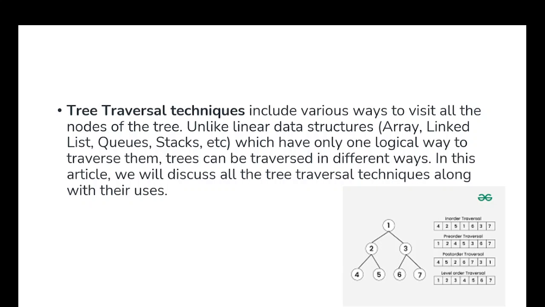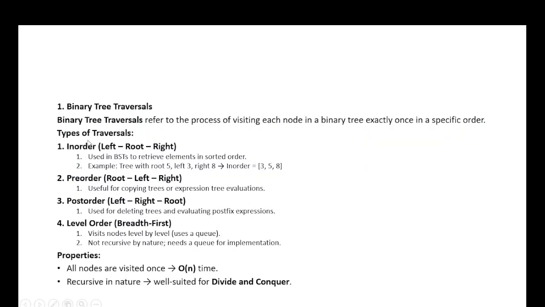In linked lists, arrays, queues, and stacks, we only have one way to traverse, but in trees, we have several ways to traverse. They can be pre-order, in-order, post-order, and level order traversal. So we are going to discuss the various tree traversal techniques. There are four kinds of tree traversal techniques.